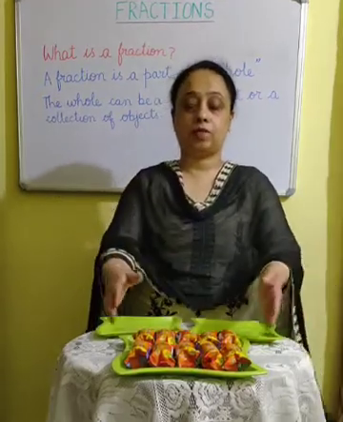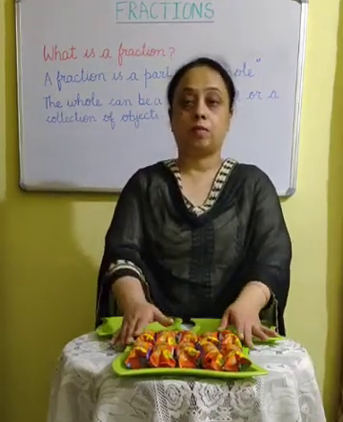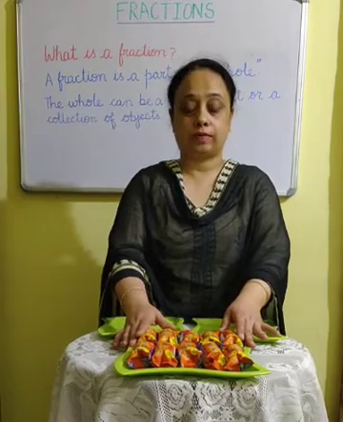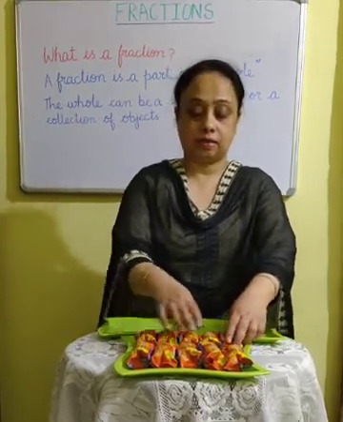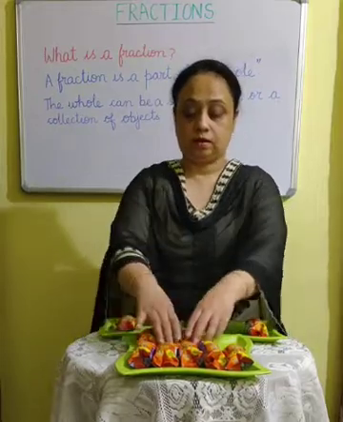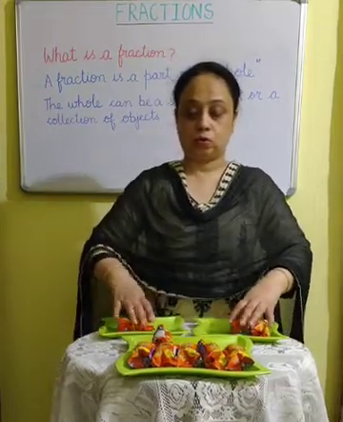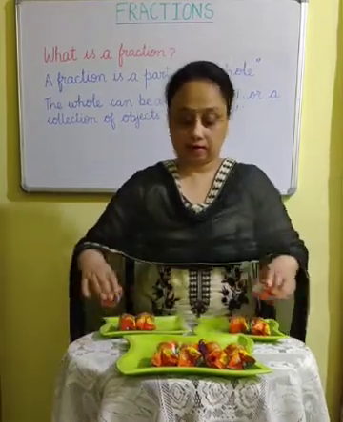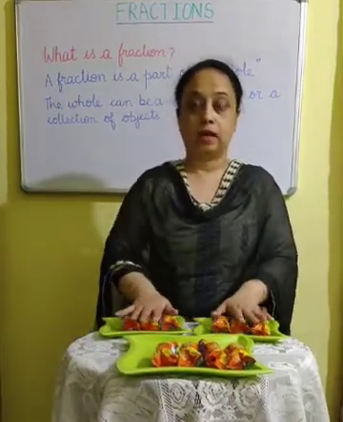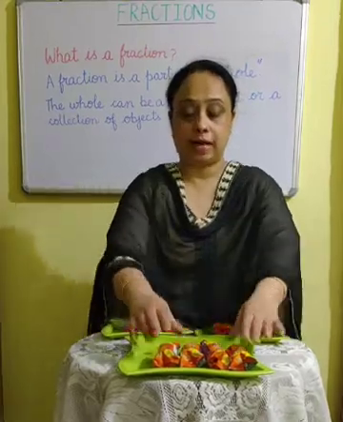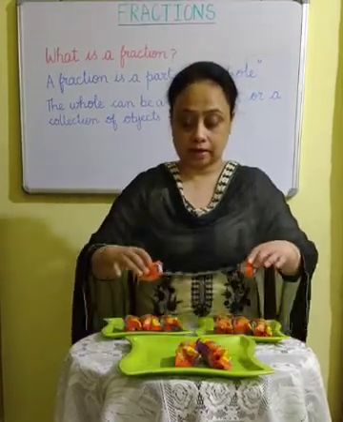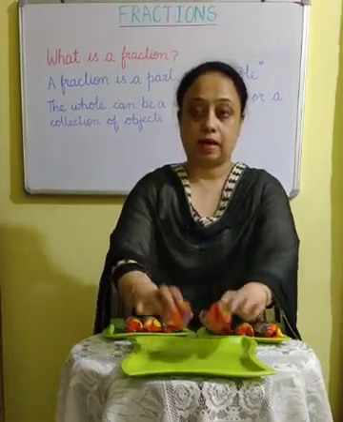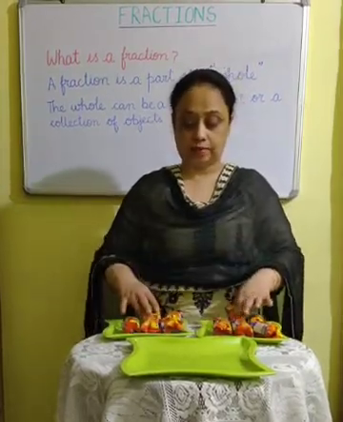If I have to distribute the collection of 10 objects here into 2 equal halves, how am I going to divide? I'll place one here, one here. I have 2. Still 6 are remaining here. Again 1 and 1 here. Now 3 each I have placed and 4 are still remaining. Again I am going to place these and 2 are remaining. The last 2 I am going to place here.